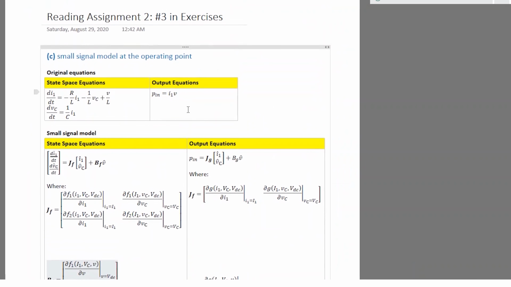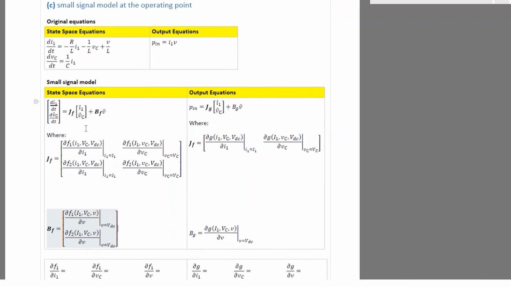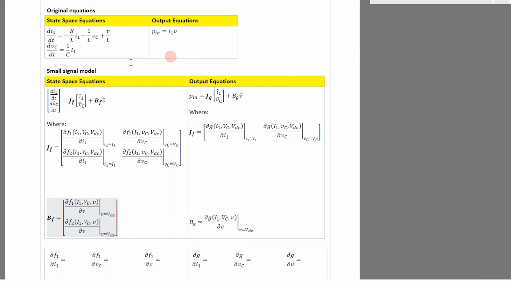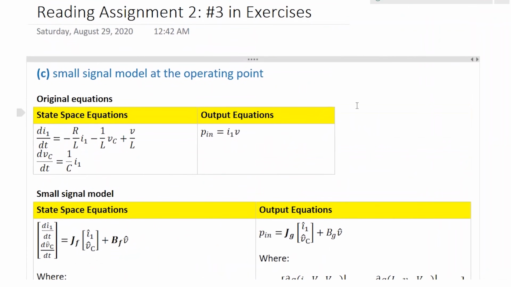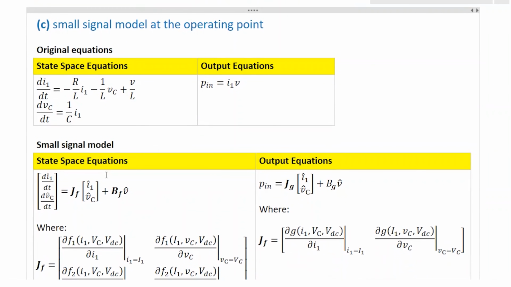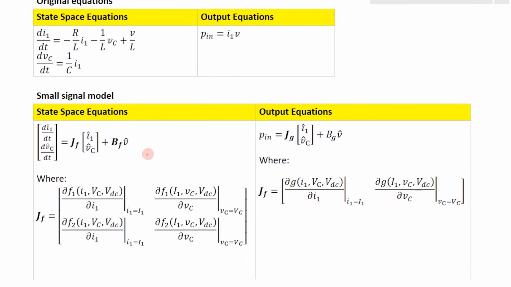Okay, in the next part, you're asked to find a small signal model at the operating point that we just found. Here, I've copied what I got on the previous page, the original equations without any small signal approximations. And then the small signal model, which you learned from class, is given by this and this. Let me explain what each of these mean.